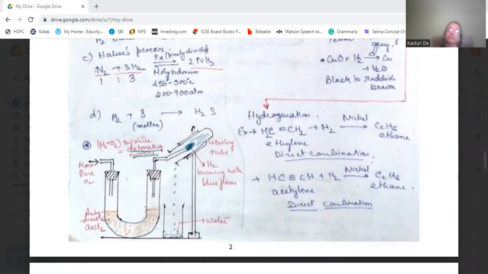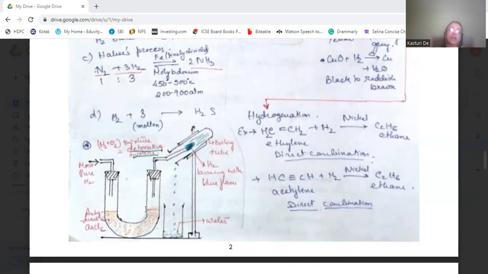And it burns silently if there is no impurity. But if there is some impurity present in hydrogen, then what happens? Then it makes a pop sound. An explosion takes place, and a pop sound appears when hydrogen burns in oxygen.